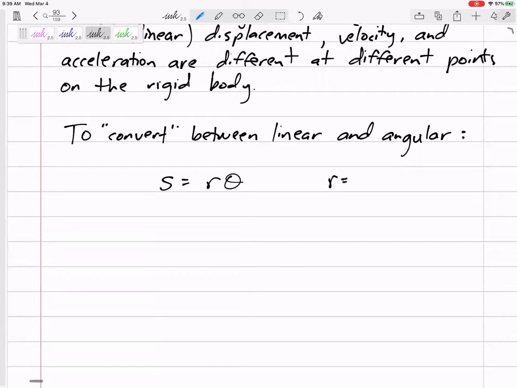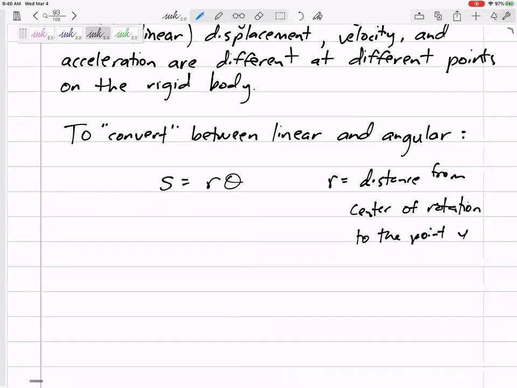And so we're going to say R is not necessarily the radius per se, but it's like the radius. It is the distance away from the center of rotation. R is the distance from the center of rotation to the point you are interested in, right? Distance from the center of rotation to whatever point you're about to calculate the S, the distance that point has traveled.